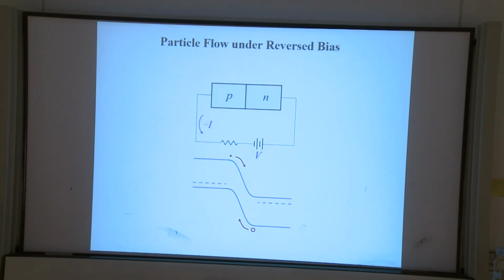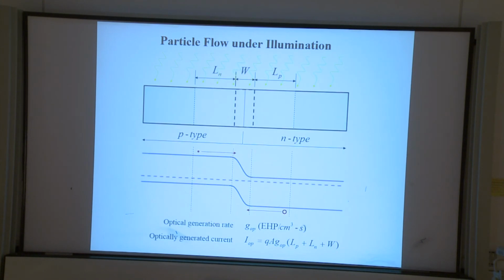This is the current generated under light illumination. What is the direction? The electron will go to the right and the hole goes to the left. So it's the same. The current by photon generation is the same as drift current, the same direction as drift current. It's opposite to the direction of diffusion current.